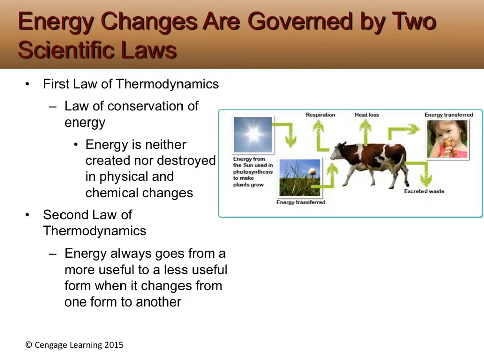First law of thermodynamics: energy is neither created nor destroyed. We are considered to be a closed system for the amount of matter we have on our planet. Energy is a little tricky because we do get energy in from the sun. The second law of thermodynamics is a little more important to this class: energy always goes from a more useful to a less useful form when it changes from one form to another.